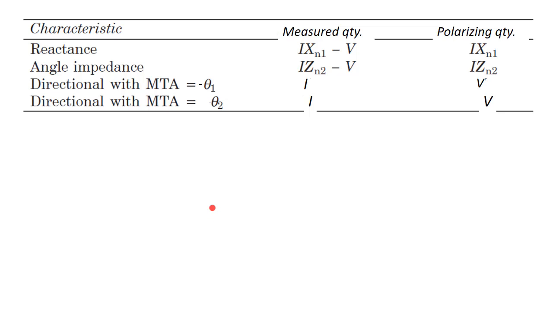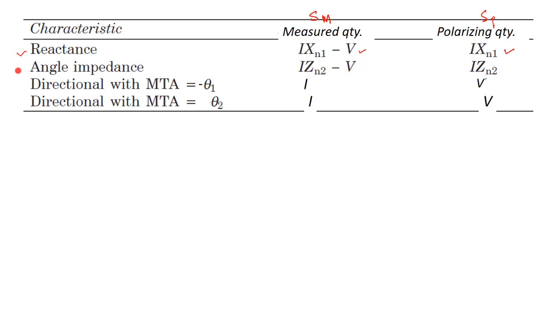So, now I can see what are the quantities we will feed in as measuring and polarizing quantities. For the reactance relay, we already know that to a phase comparator we feed Ix1 minus V. V is the voltage seen by the relay, and I is the current seen by the relay. Similarly, the polarizing quantity will be Ix1, and this is the signal Sm and this is Sp, as we feed to the phase comparator.